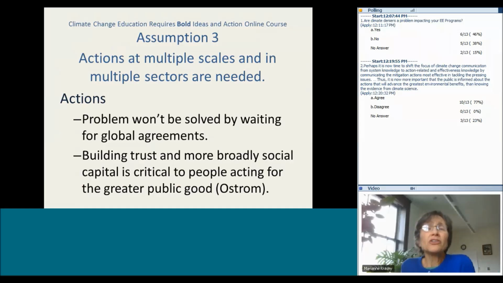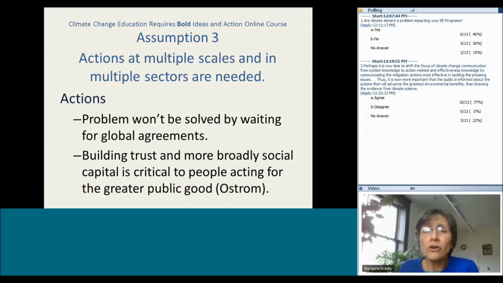So we're going on to assumption 3. Actions at multiple scales and in multiple sectors are needed. So I'm going to cover a few people who have written about this. One is Elinor Ostrom. She won the Nobel Prize for economics, but she wrote a lot about resources for environmental economics over many years. Unfortunately, she passed away a couple years ago. But I think what she wrote has a lot of relevance for environmental education, even though it's in the realm of economics and political science.